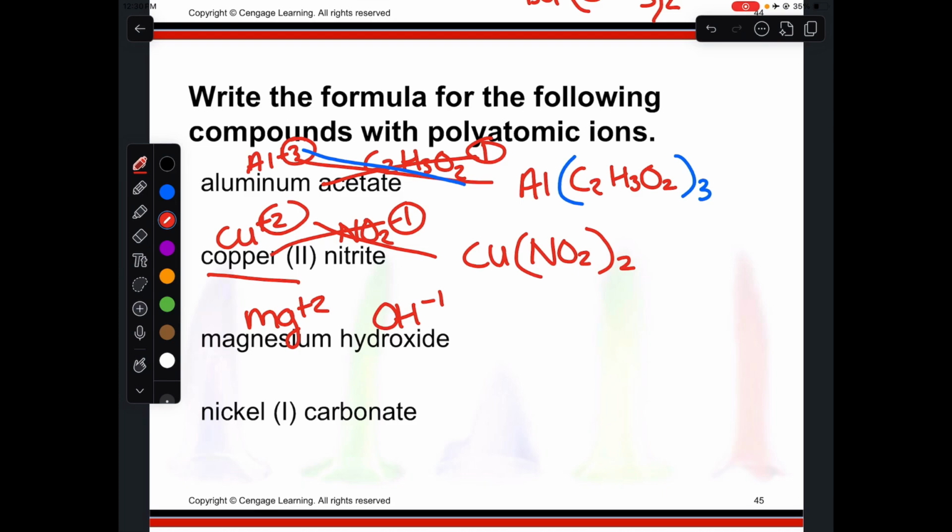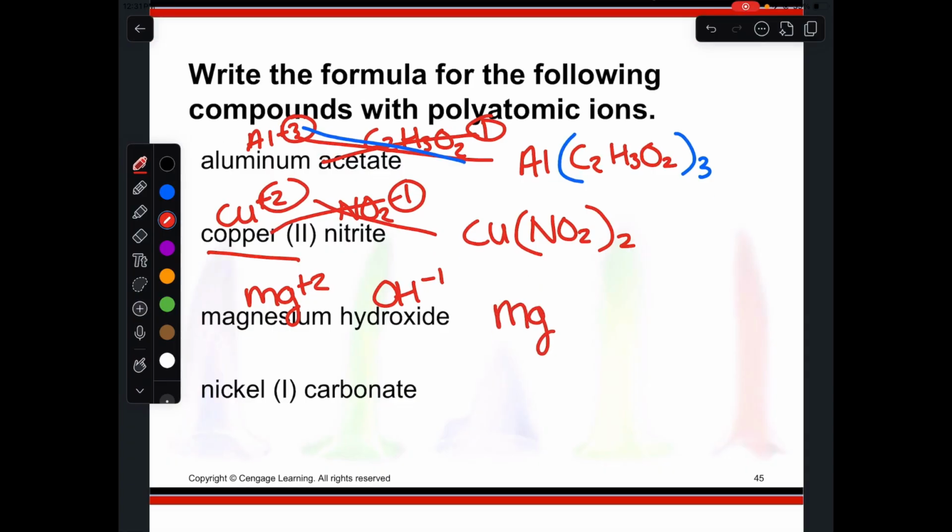Mg with a +2. Hydroxide is OH -1. This is a very common one to screw up, so ask yourself, do you need parentheses or not? And the answer is yes, because you're not just bringing that 2 down to the H, you're bringing it down to the OH. So anytime you're bringing down a charge, which becomes a subscript, and there are multiple things, you're going to go ahead and put a set of parentheses around them. Nickel +1, CO3 -2, crisscross, Ni2CO3. Okay?